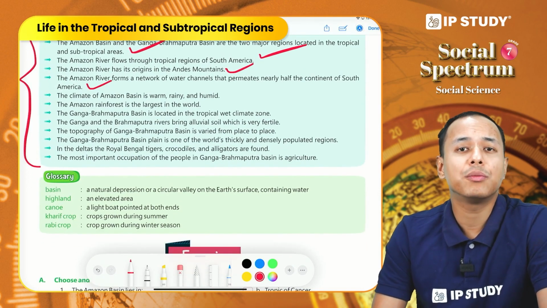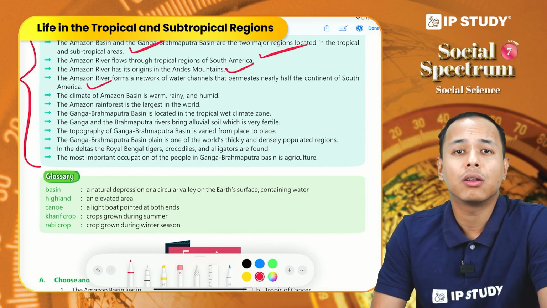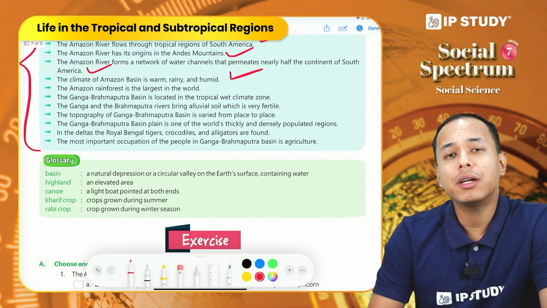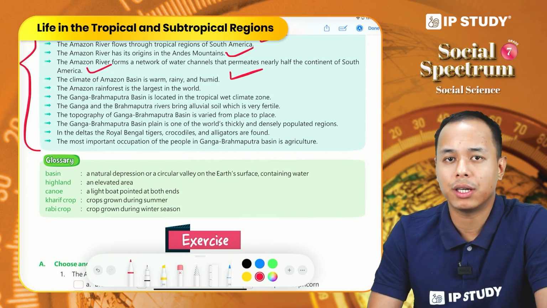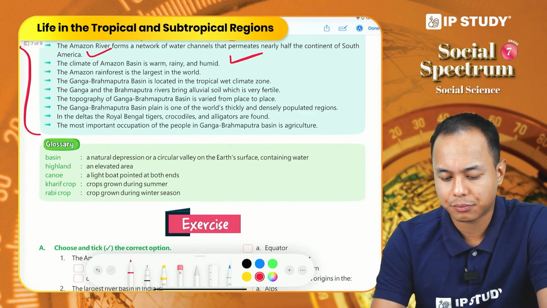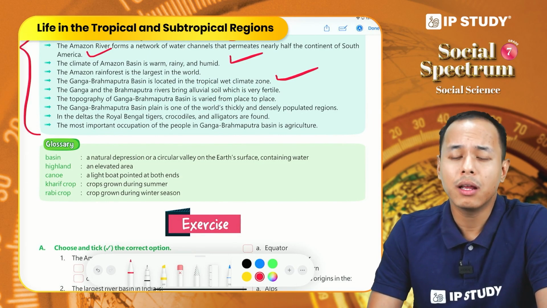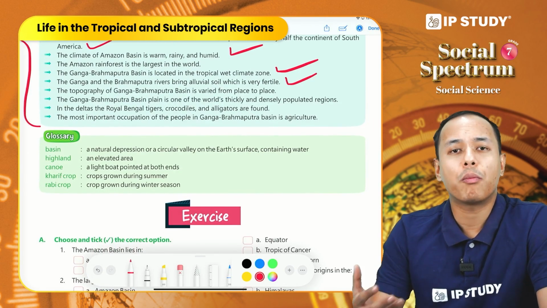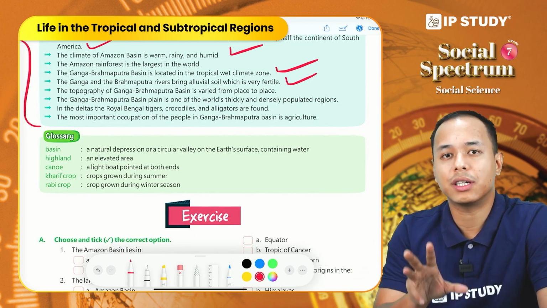Amazon river and its tributaries form a network of channels in the northern portion of South America. Okay, the climate of Amazon basin is hot, humid and wet. We have two seasons, dry season and wet season. On the other hand, Ganga-Brahmaputra basin is located in the subtropical region, right? It is a very densely populated region because it is very rich in alluvial soil, which is very fertile.